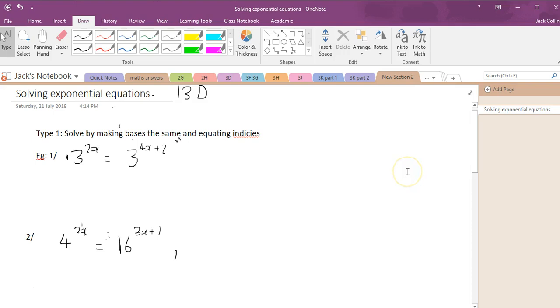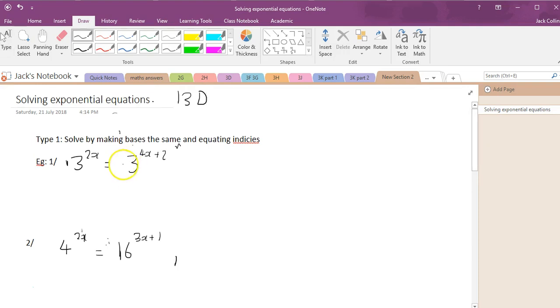And there's really two types of ways to do this. So the first way is to solve by making bases the same and then equating indices. Sounds complicated, pretty straightforward when you have an example here.